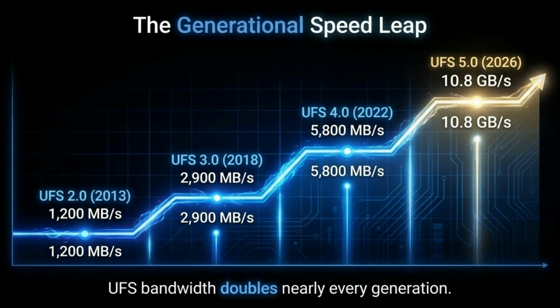The performance gains are clear. UFS bandwidth has nearly doubled with each generation, evolving from 1,200 megabytes per second in 2013 to projected speeds of 10.8 gigabytes per second with UFS 5.0.